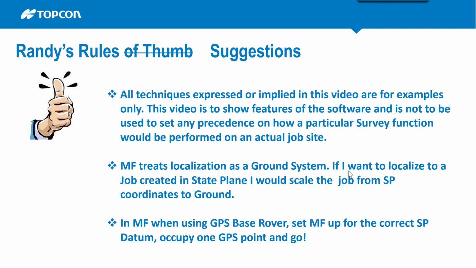Hopefully your control was set within, let's say, a half a centimeter if it was done with static post-processing. So you're starting off on a very accurate point. As soon as you localize, go the opposite way, you're shooting a point that you're trying to get localized on with a GPS rover that's only good within 1 to 2 centimeters, you may be degrading your system going forward. So just a suggestion, it's not telling you what to do.